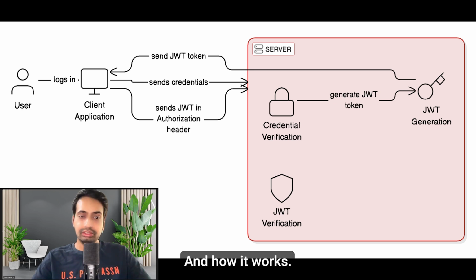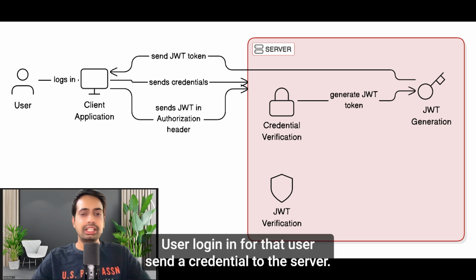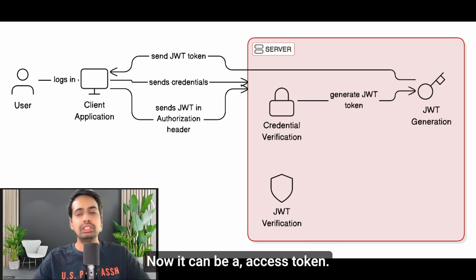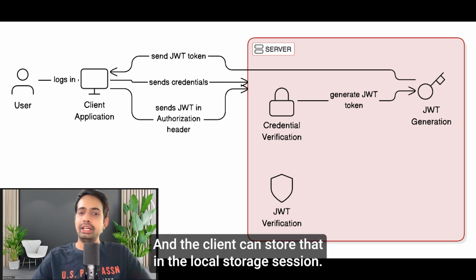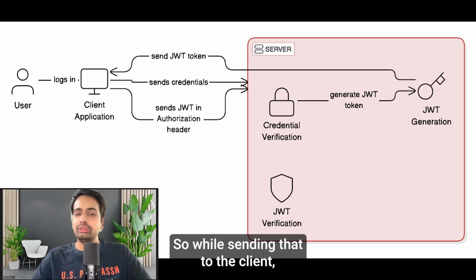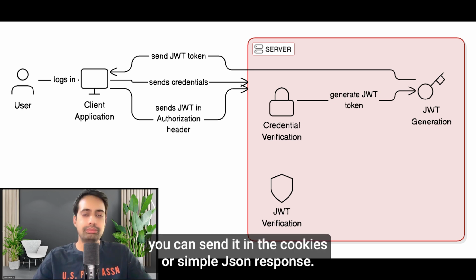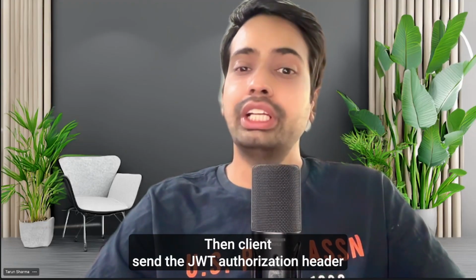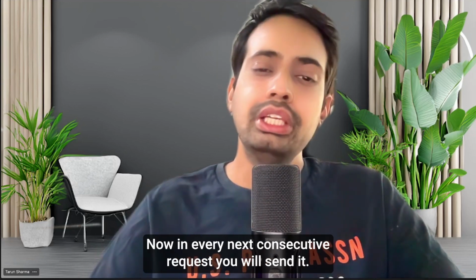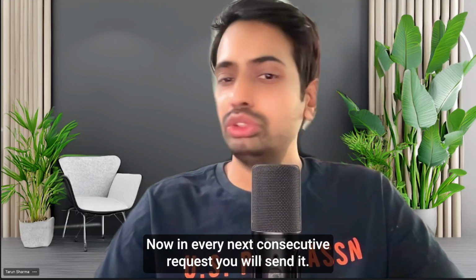And how it works: the user logs in, sends a credential to the server, the server verifies the credential and generates a token. Now it can be an access token or a refresh token. The token is sent to the client, and the client can store that in the local storage, session storage, or some kind of cookies, right? So while sending that to the client, you can send it in the cookies or a simple JSON response, right? Then the client sends the JWT in the authorization header in every request. So you saved that token in the local storage. Now in every next consecutive request, you will send it.